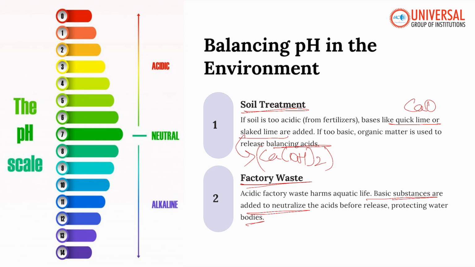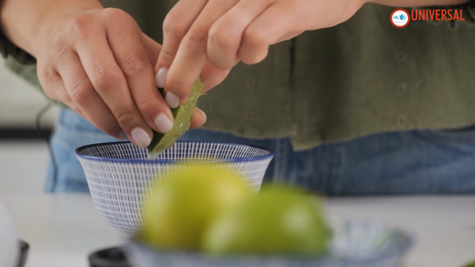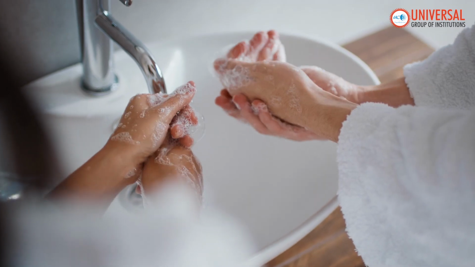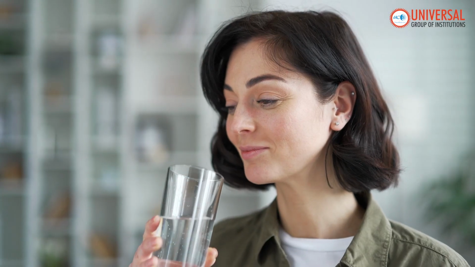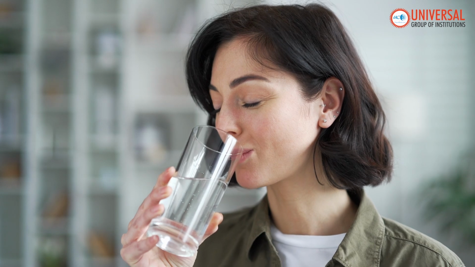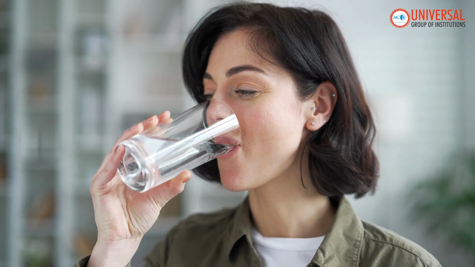For example, lime juice, which has a pH of 2, is acidic in nature, and a soap solution, which has a pH of 9, is basic in nature. But pure water, what we drink, has a pH equal to 7. So maintaining correct pH is crucial.